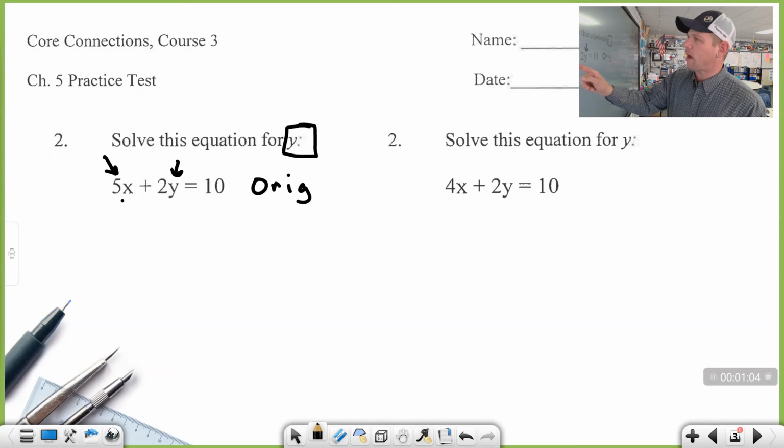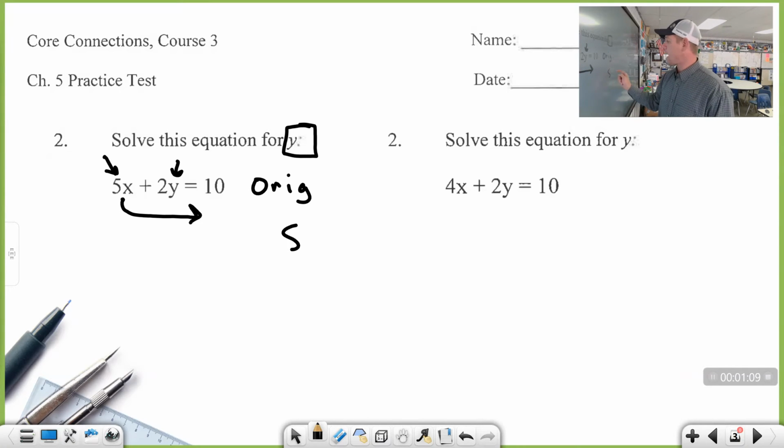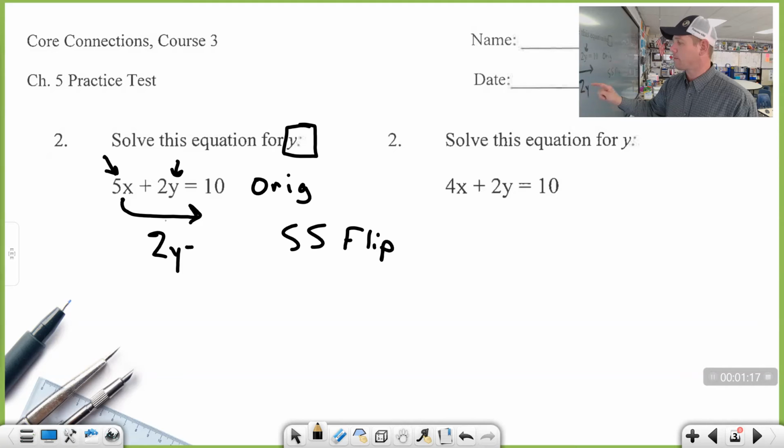Well, if I want this 5x to move over here, that's called a side-side flip. I flip it to the other side. It's positive on the left. Now it's going to be negative on the right. That's a side-side flip. Okay, I've got one term out of the way. Now I just need to get the second term out of the way.